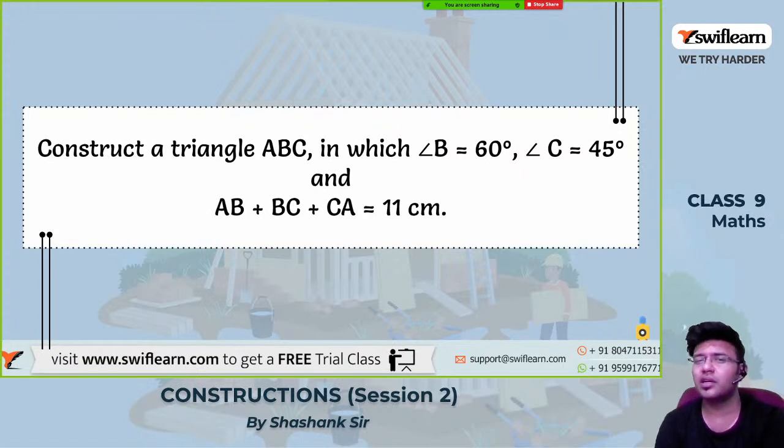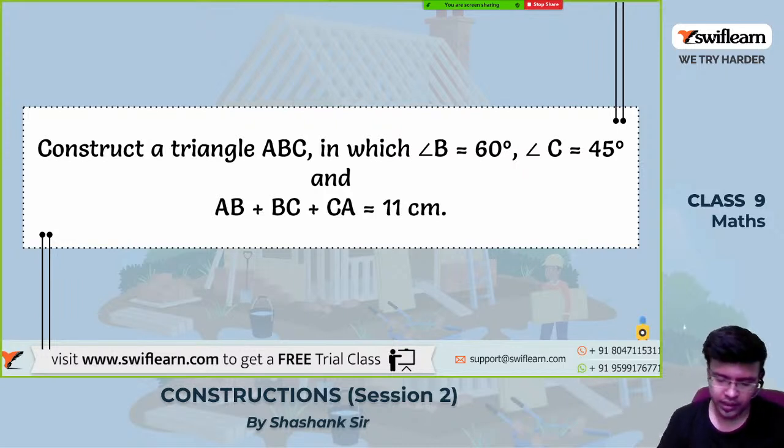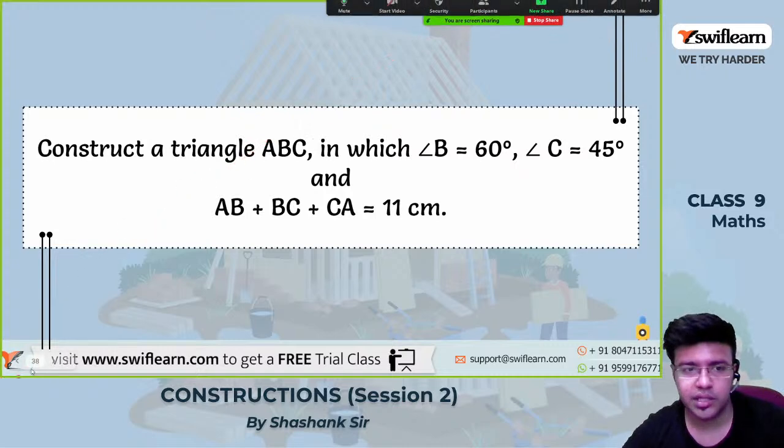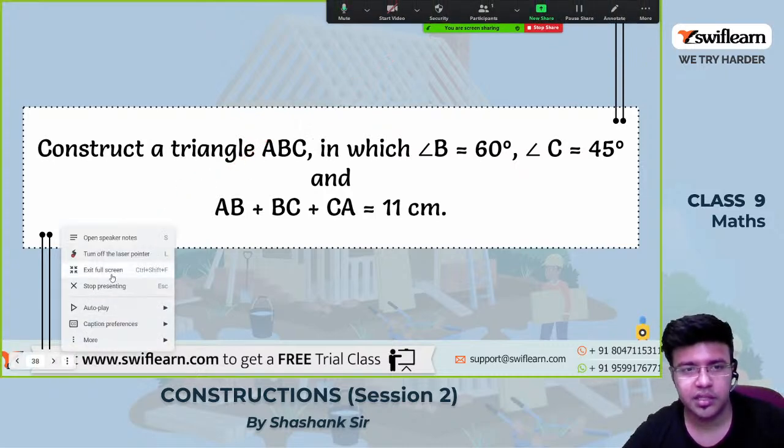Construct a triangle ABC in which angle B is 60 degrees, angle C is 45 degrees, and AB plus BC plus CA is 11 centimeters. Let me write this. Angle B is 60, angle C is 45. The sum of all the sides is 11 centimeters. Okay, so let us construct this.